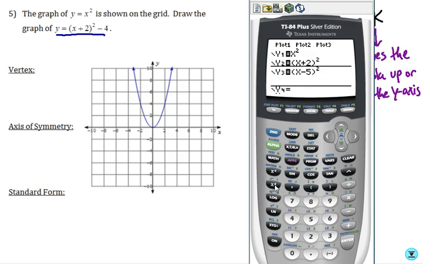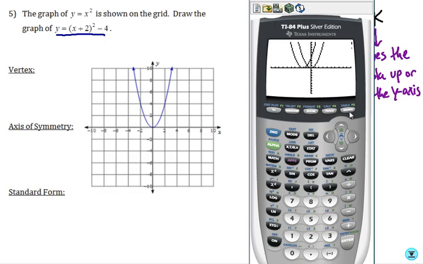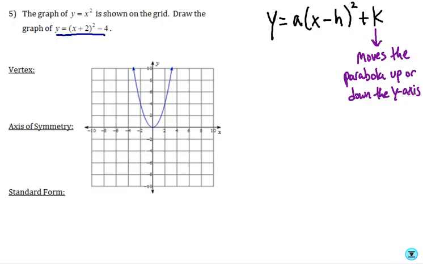If a +2 moved it 2 to the left, then I'm thinking that a -5 would move it 5 to the right. So let's test that and see what that does. Oh, okay, so it did. It moved it 1, 2, 3, 4, 5 to the right. So it looks like it's the opposite. Whereas for the y, if this last number is positive, it moved it up. If that last number is negative, it moved it down.